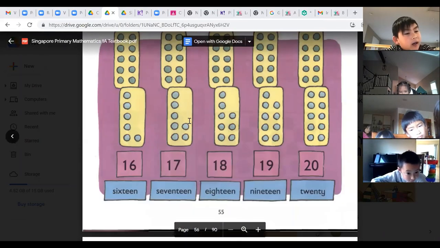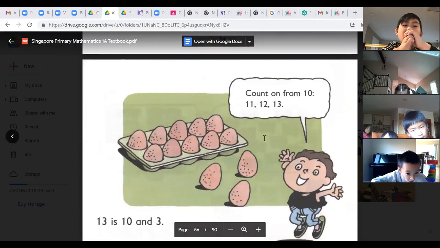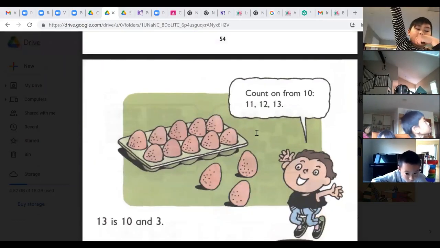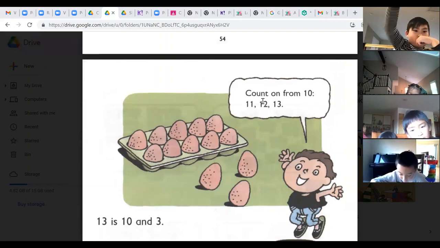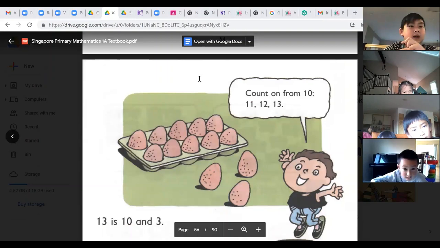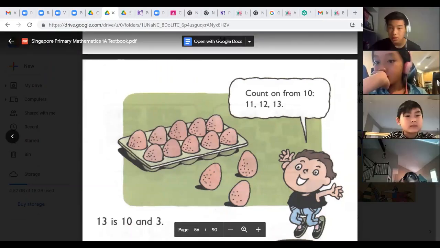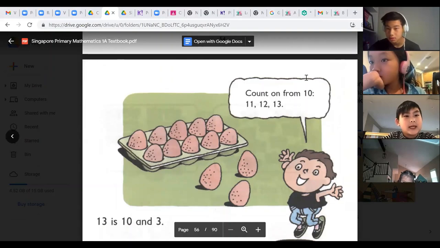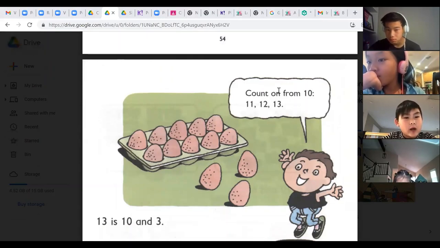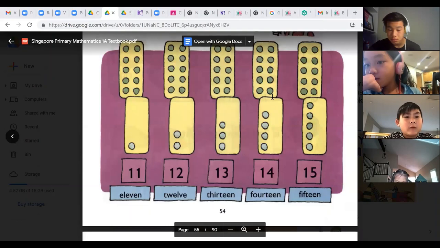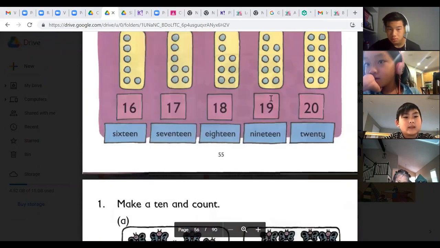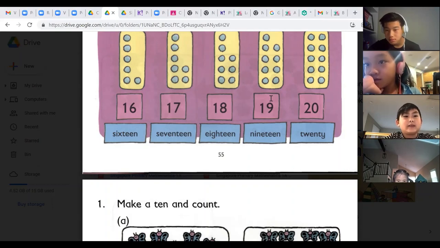So actually here, who would like to try to count from 10 to 20? Yes, Gordon. Do I start with one? Start with 10. 10, 11, 12, 13, 14, 15, 16, 17, 18, 19, 20. Nice. Okay.